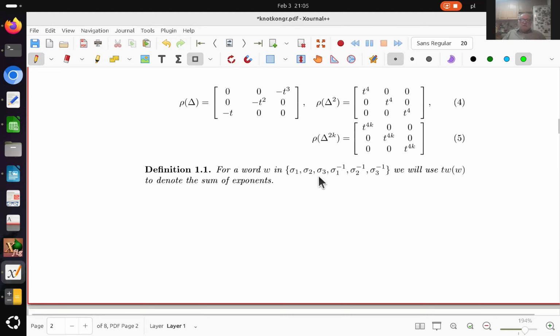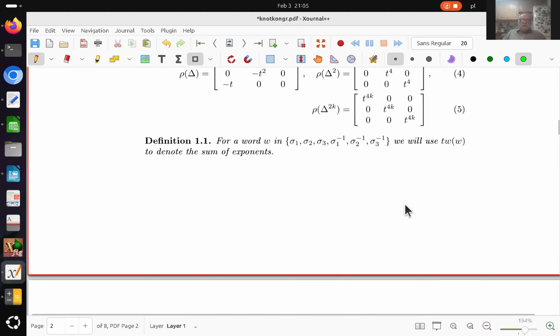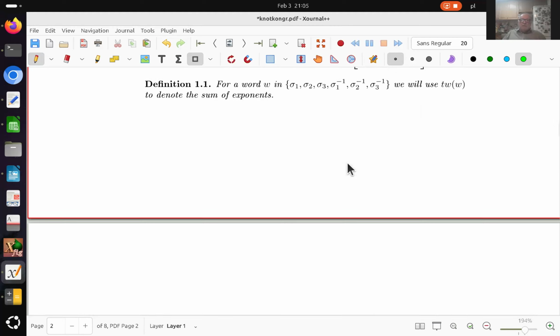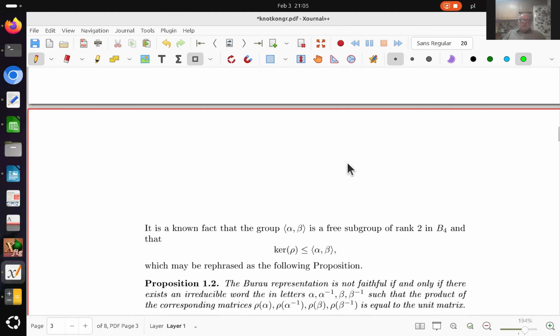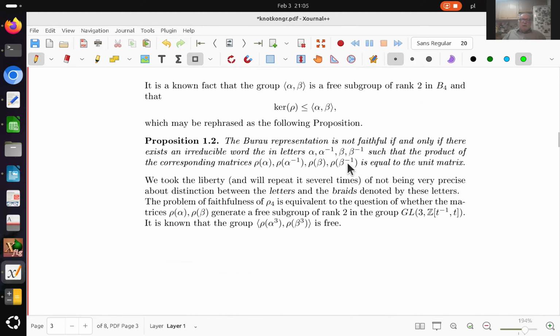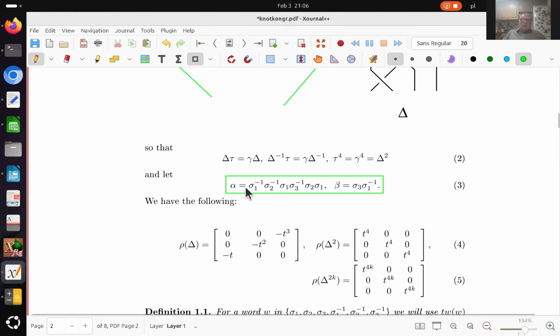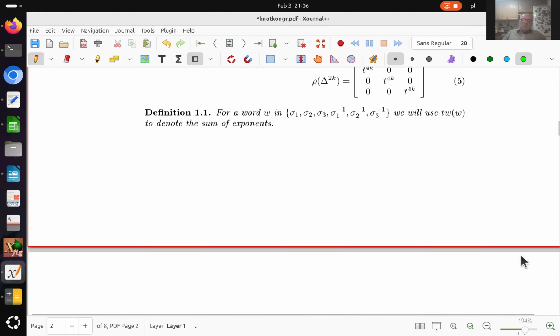Now, here is a standard notation. The twist number for a braid is the sum of exponents for the generators. Now, there is one well-known fact that the group generated by these two elements is a free subgroup of rank 2, freely generated by these two elements in the braid group.